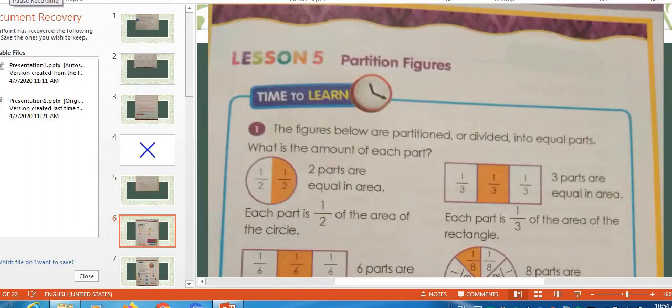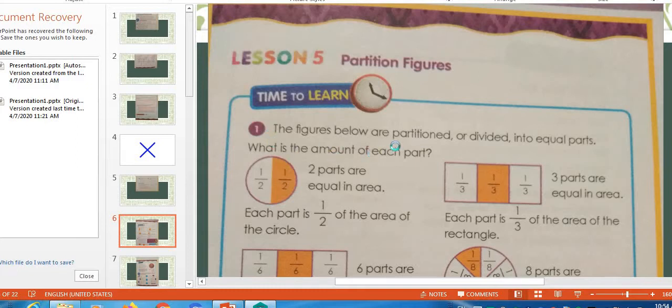Okay, you already know about fractions and 2D shapes. In this lesson, you will learn how to partition 2D shapes into equal parts and then use fractions to express each part of the whole shape. What does it mean to partition a shape? To divide shapes into parts with equal areas and then express the area of each part as a unit fraction of the whole. Let's see together here. Partition figures.